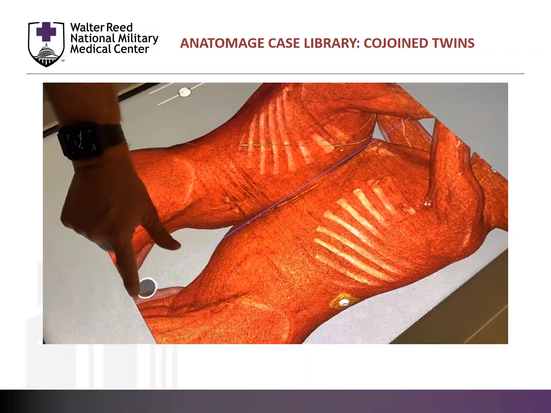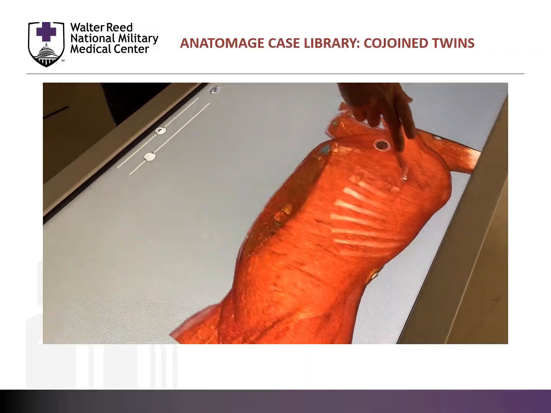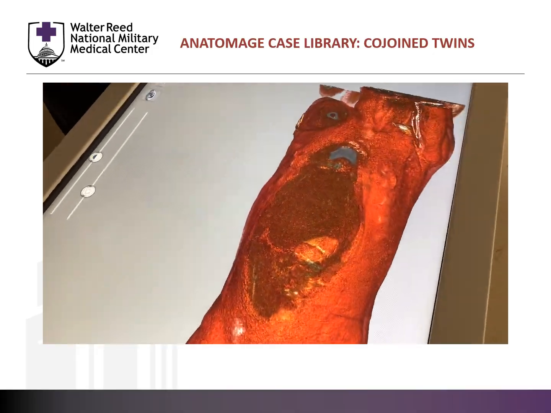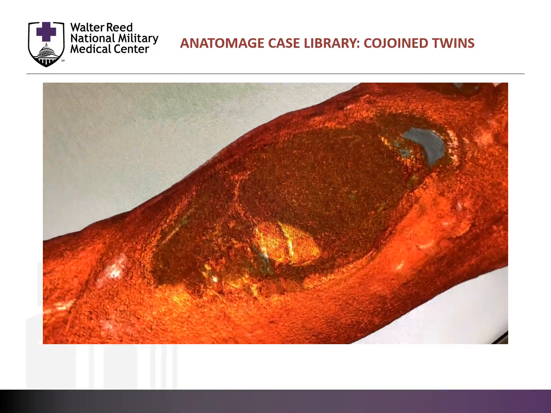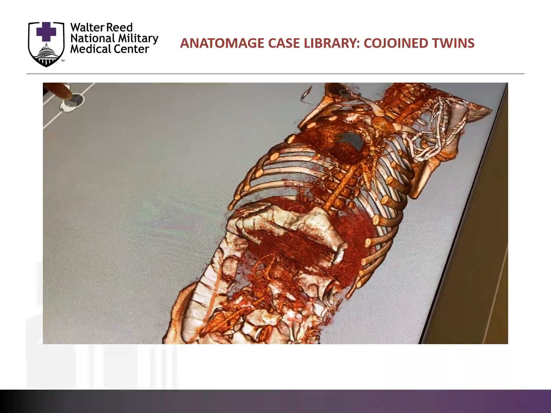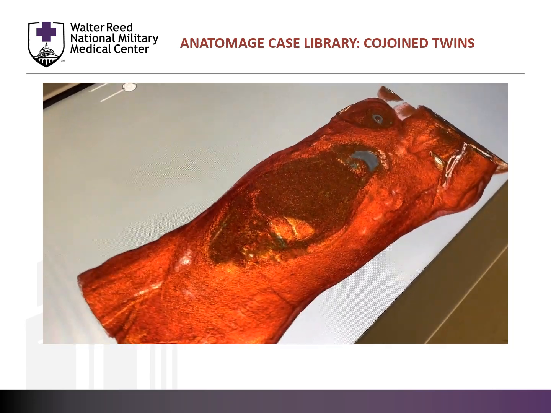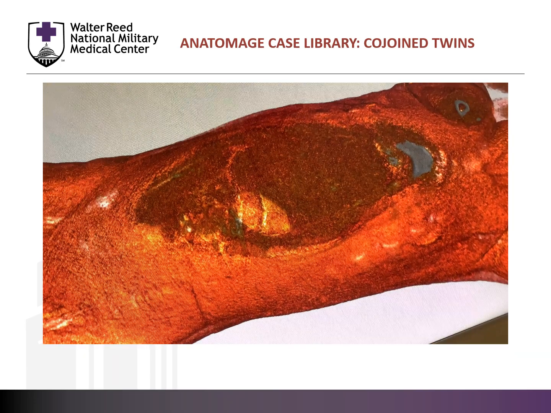The Anatomage Case Library contains a database of case studies. This video represents co-joined twins connected at the torso. It allows virtual surgery and separation of the twins and permits the user, perhaps a surgeon, to visualize which organs would be affected if the incision were made in that precise location.